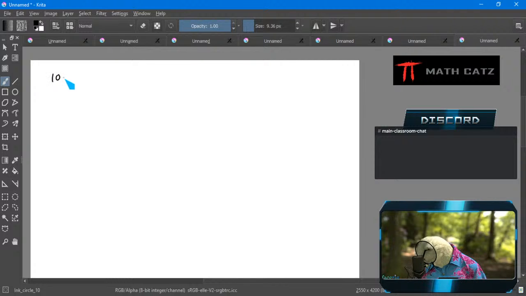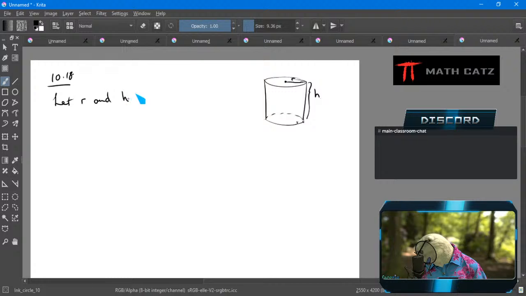So what is this? 1018. So we have a cylinder that is straight still. So what do I need to know here? I'm going to have to know the radius of the top or bottom, and let's call the height h. So let r and h represent the dimensions of the can as shown.